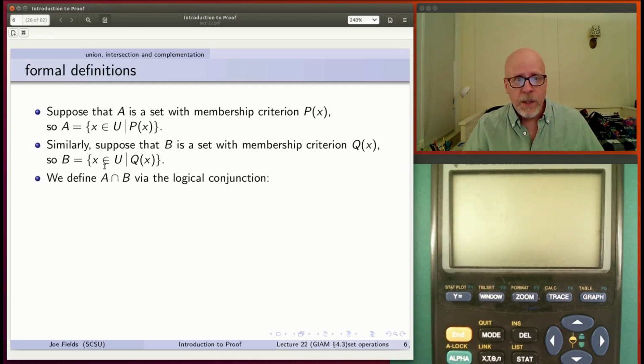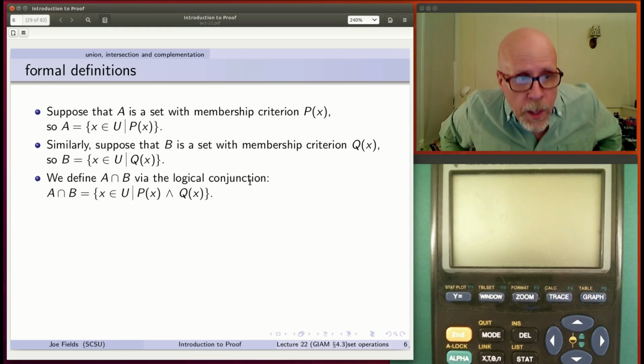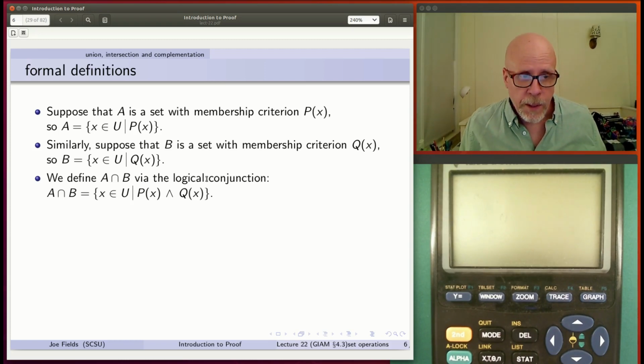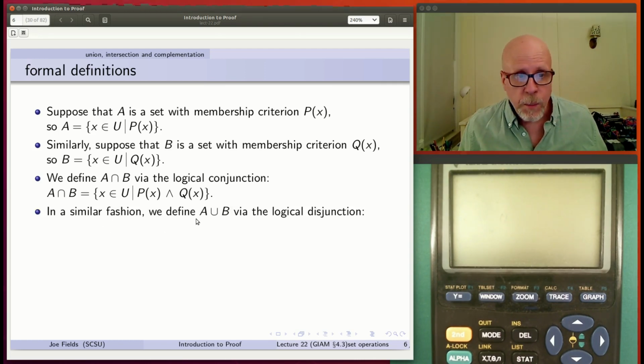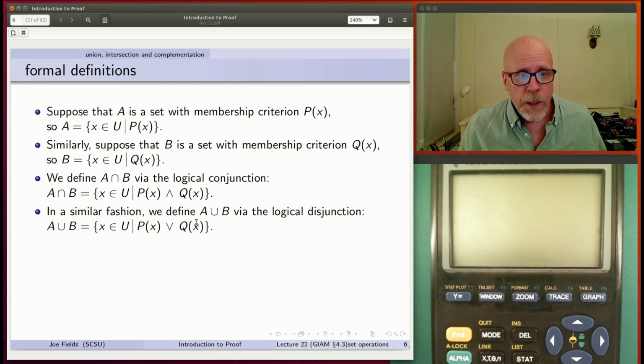Anyway, A intersect B is defined via a conjunction, that is an and statement. So A intersect B is the X in our universe that make both P of X and Q of X true. The membership criterion for A is true, the membership criterion for B is true. Here's the similar definition for A union B. It's really the same, except replace the symbol in the middle with a disjunction symbol, the or symbol. It's almost interchangeable with union. That's why it's funny that I made that mistake.